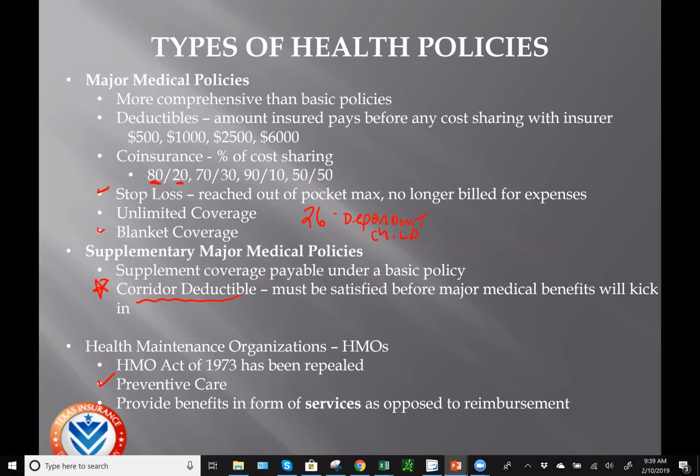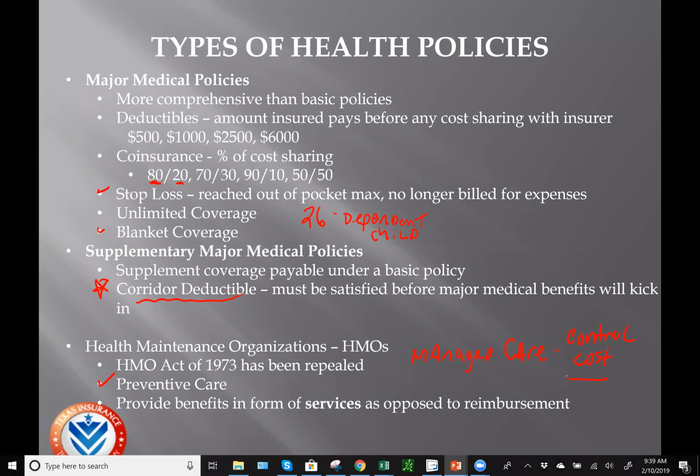All 3 of the plans, HMOs, PPOs, and POS plans, are all called managed care plans. They're helping to manage your care. The whole purpose behind managed care is so that they can control their cost. Make sure you know that for your test. Managed care plans are all about the insurance company controlling their cost.